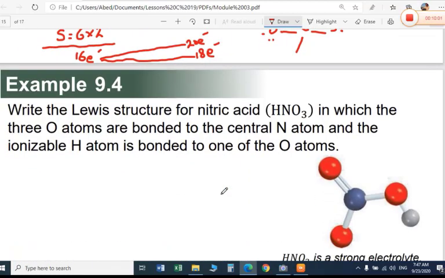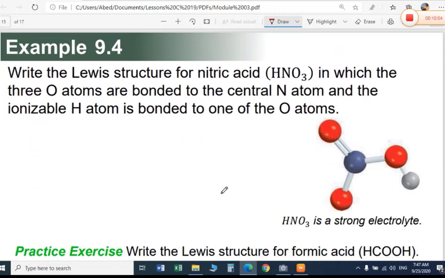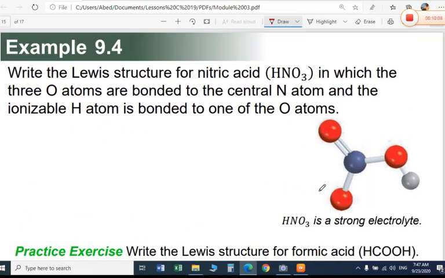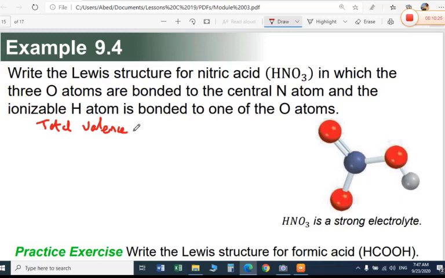Okay, now come to the next, nitric acid. Nitric acid here. So this is the structure already given here. So we start with step 1. Step 1 is to make the total of valence electrons. So there is one nitrogen, hydrogen is also 1, and oxygens are 3.